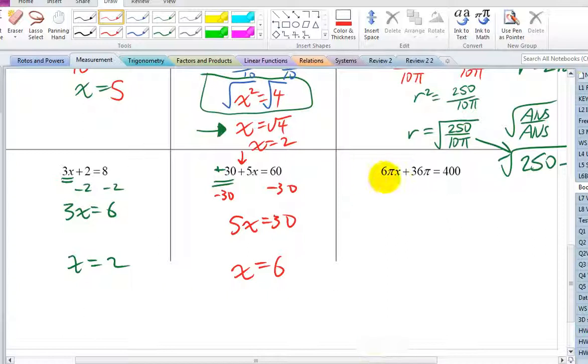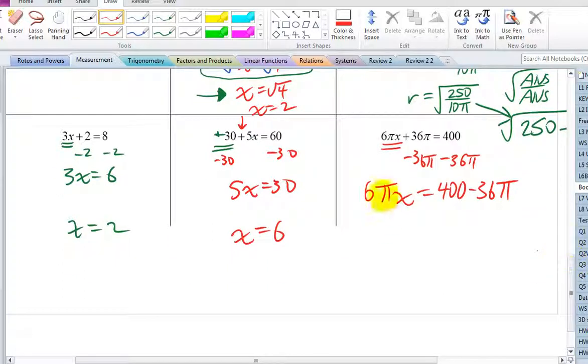So this next one looks hard, but it's just like the first two that we did. We have to get the x by itself. What do we have to get rid of? 36 pi. How are we going to get rid of plus 36 pi? Do the opposite of add. So minus 36 pi. Do that to both sides. So you get 6 pi x equals 400 minus 36 pi. If you want to get a decimal for that, you can. I'm not going to right now.